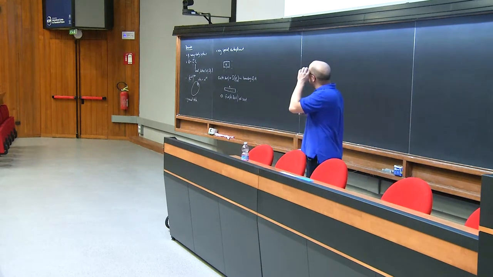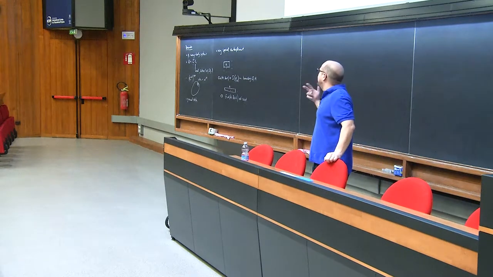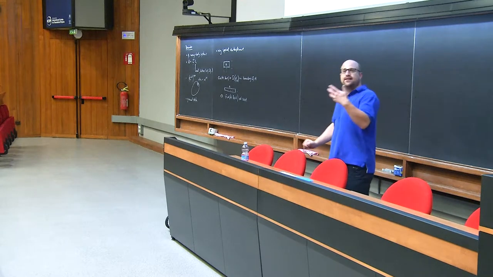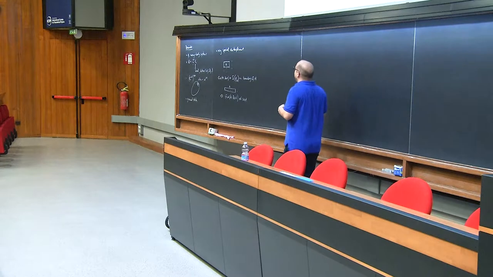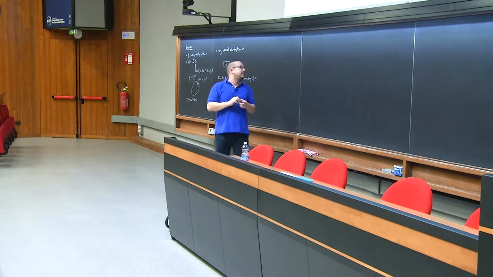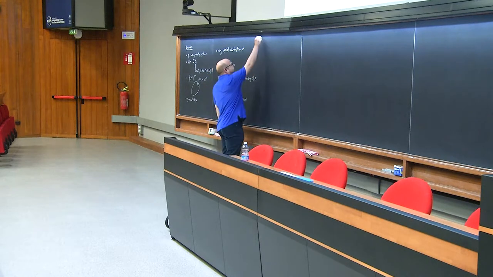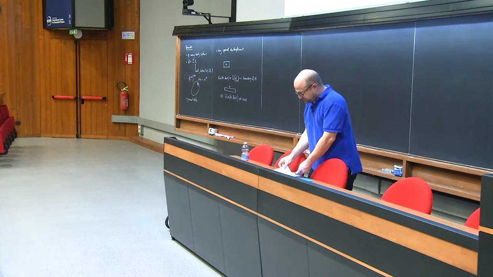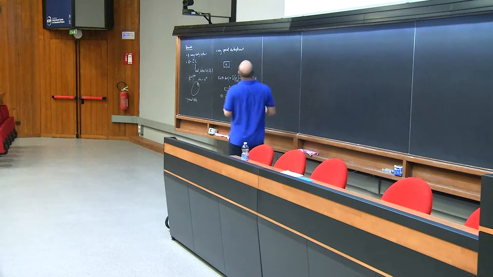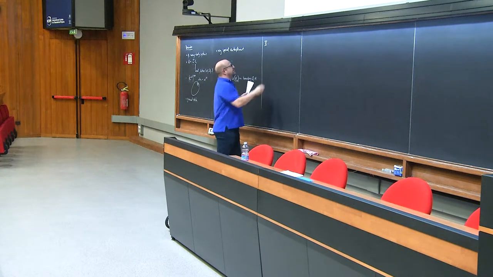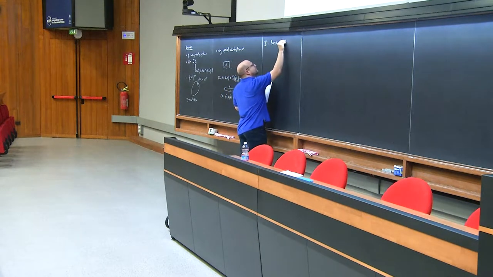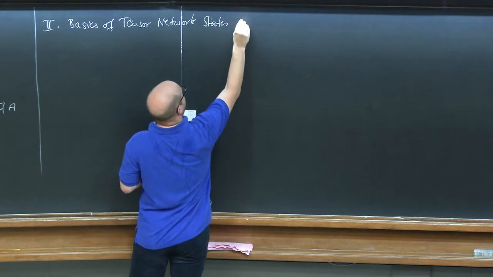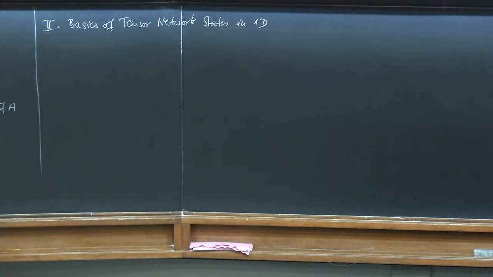Today I would like to start from this point and motivate how one can write down, in an explicit way, an explicit ansatz for describing many-body wave functions, which has this property that entanglement is only located at the boundary, for any way of partitioning our system, and how from there we can understand the behavior of quantum many-body systems better. Okay, so this would be part two, the basics of tensor network states, in one dimension.